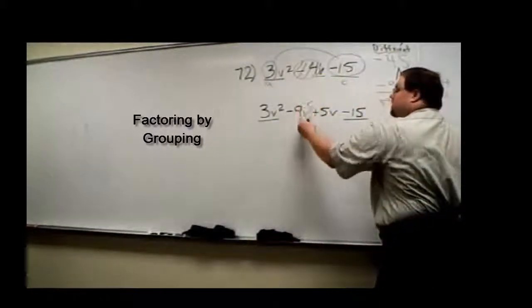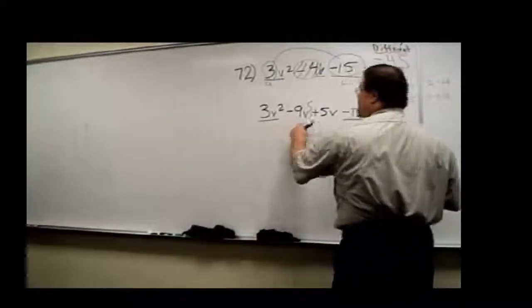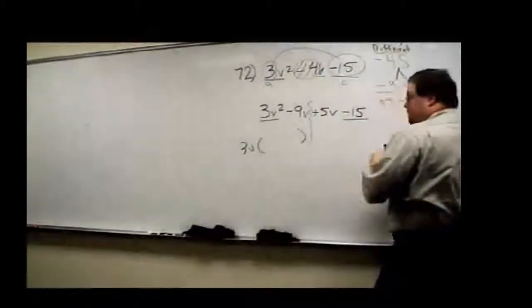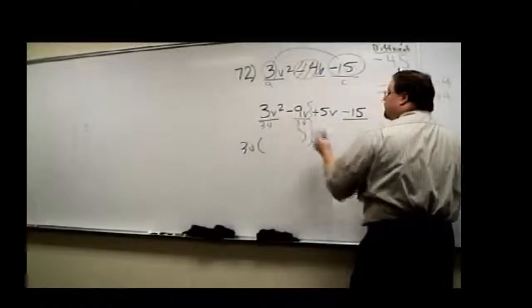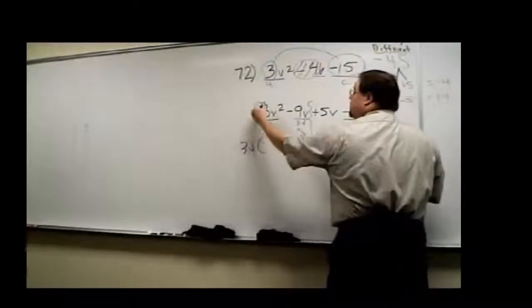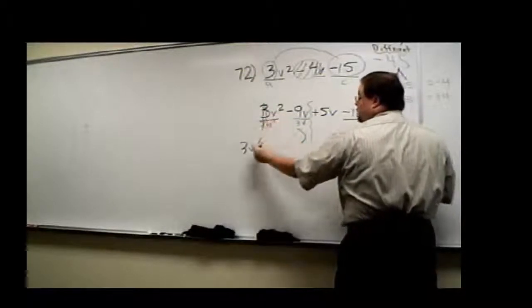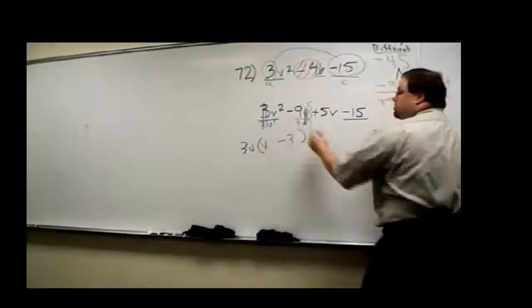So you draw a line in the middle, and this is factoring by grouping. What's in common with 3b squared minus 9b is a 3 and a b. So divide both terms by 3b. The 3 here cancels. b squared over b, you subtract the exponents, so 2 take away 1, that's just b. Minus 9 over 3 is just 3, and the b cancels.